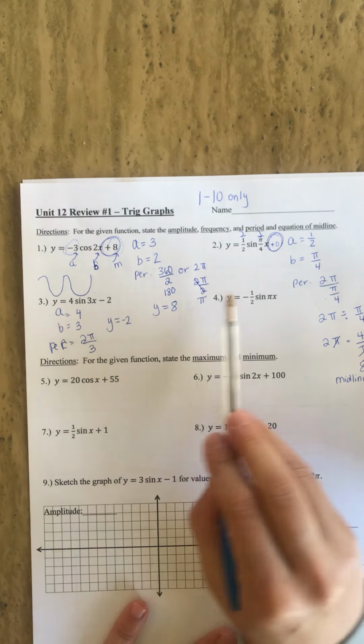All right, moving on to the next part. For the given function, we want to state the max and the min. I just want to give a little review to find the max and the min. Remember, to find the max, you're going to do the midline plus the amplitude. And for the min, you're going to do the midline minus the amplitude. Okay? So max, min.